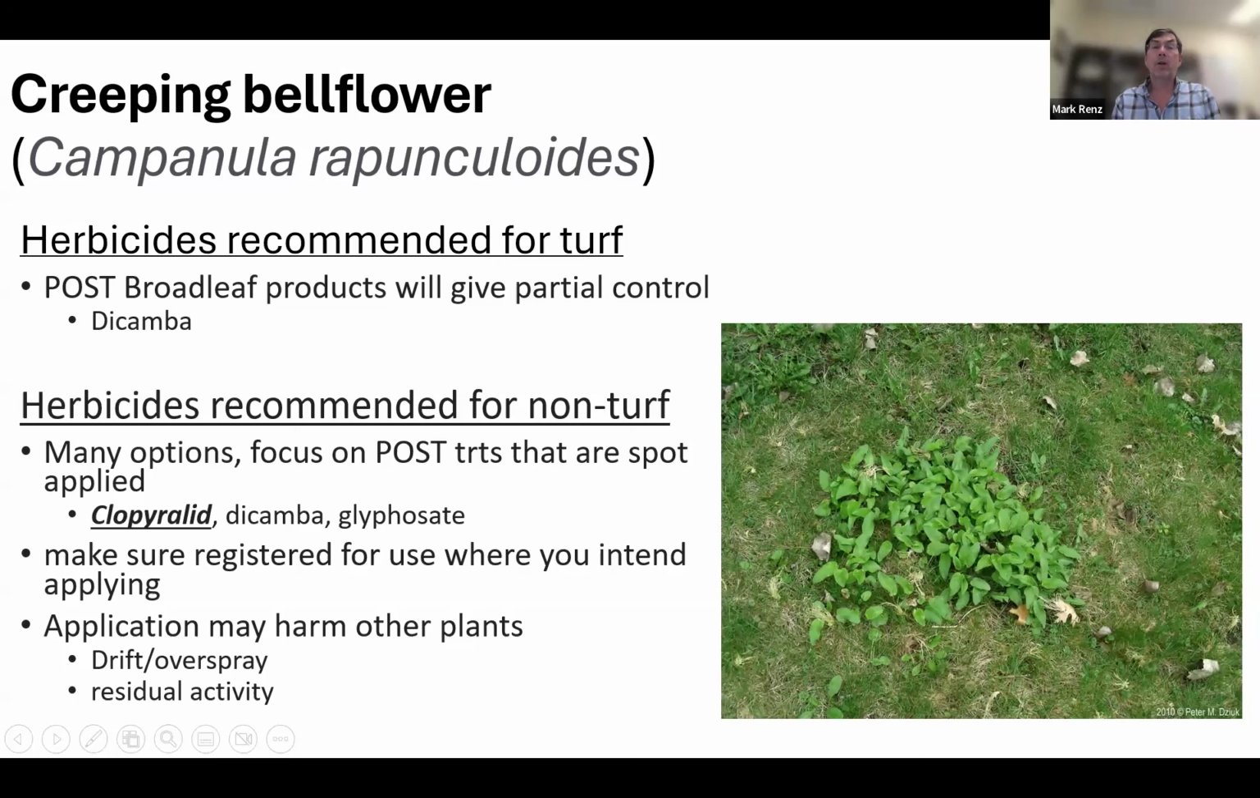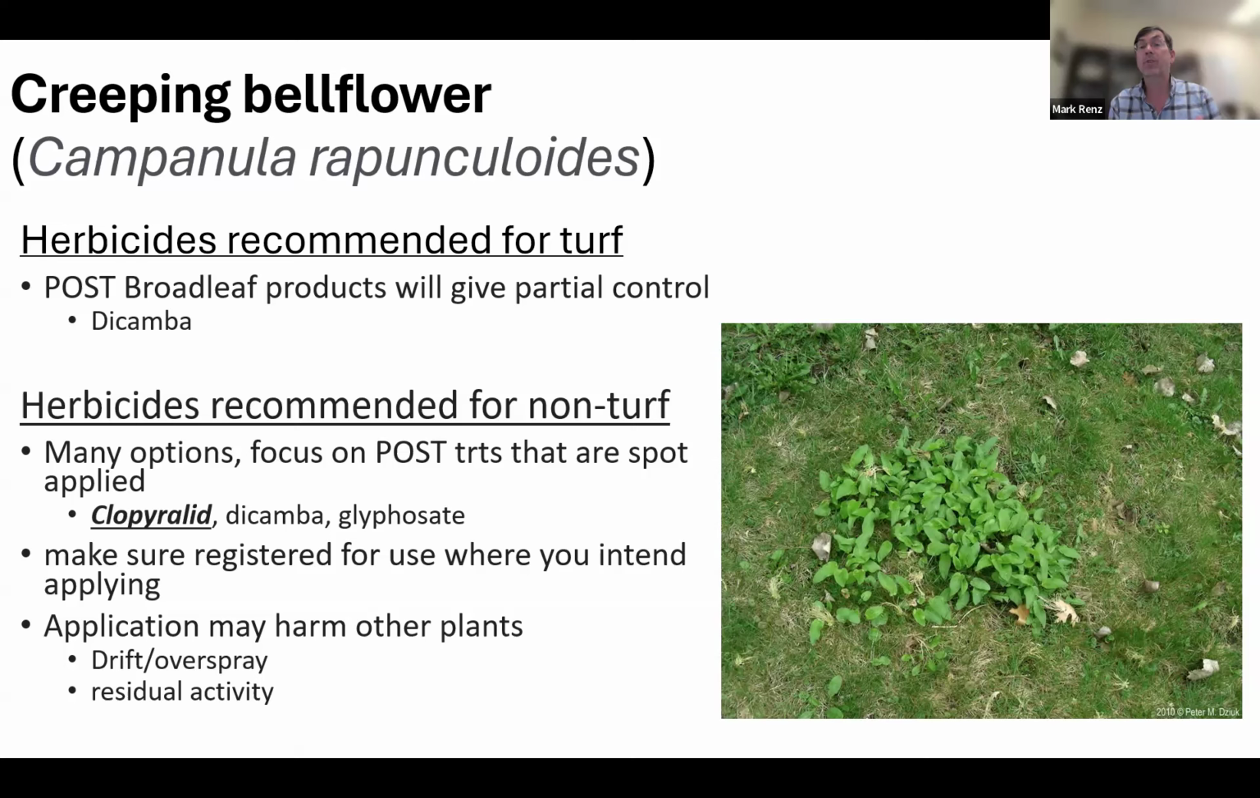As far as herbicides recommended for turf, we really want to rely on products that are post-emergent, and probably the fall is the best time to look at that. Looking at products that contain dicamba are the ones that I would recommend. You can get excellent control. In non-turf areas, there are some more options. Again, we want to focus on a spot treatment method and really use judicious amounts.